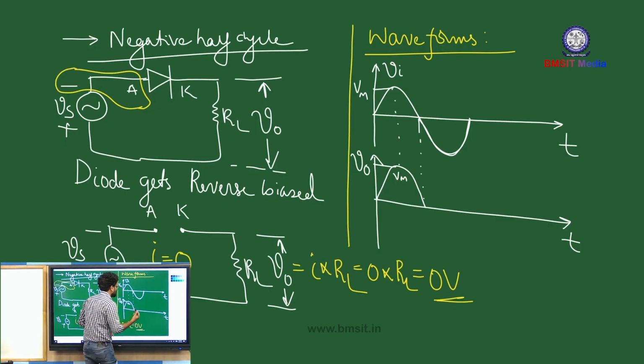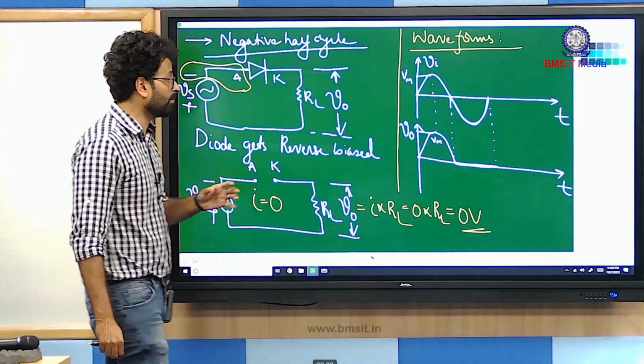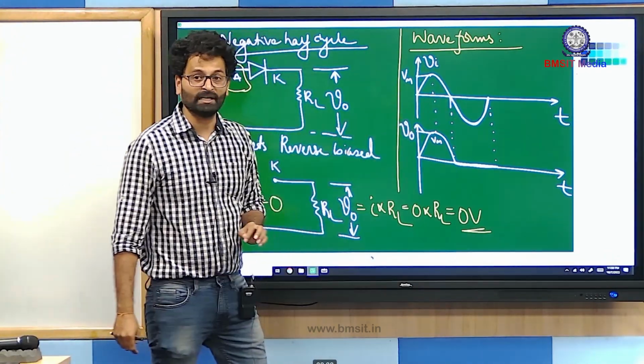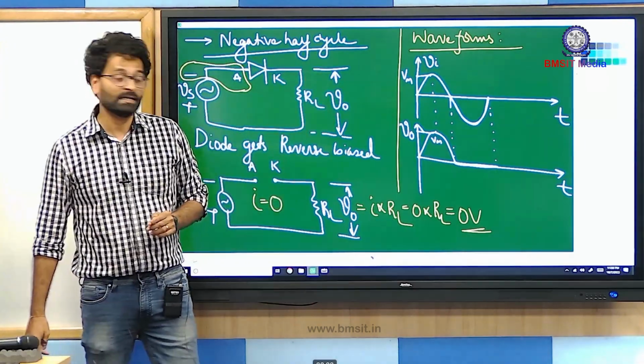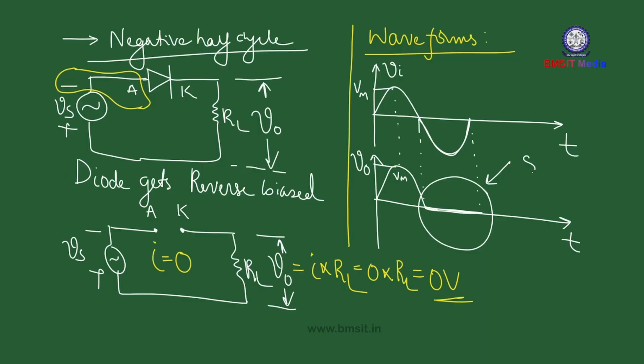So during the negative half cycle, the output stayed at 0 volt level. So that means to say you have shaped the negative half cycle of the input signal, and that's why this particular clipper is called a negative clipper. So you can write, we have shaped the negative half cycle, hence it is called a negative clipper.